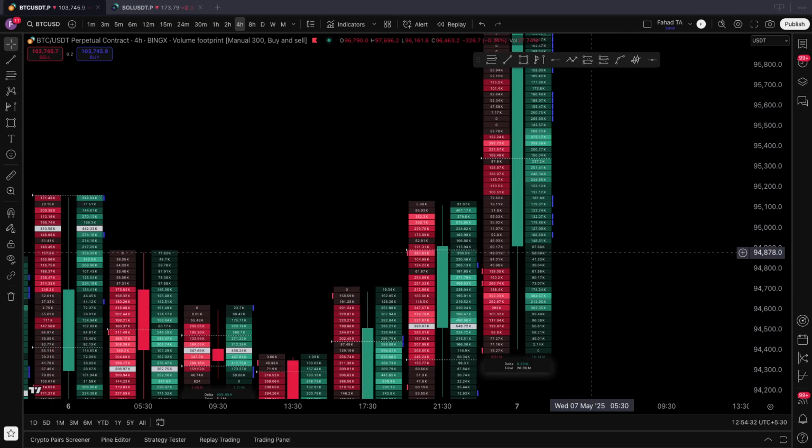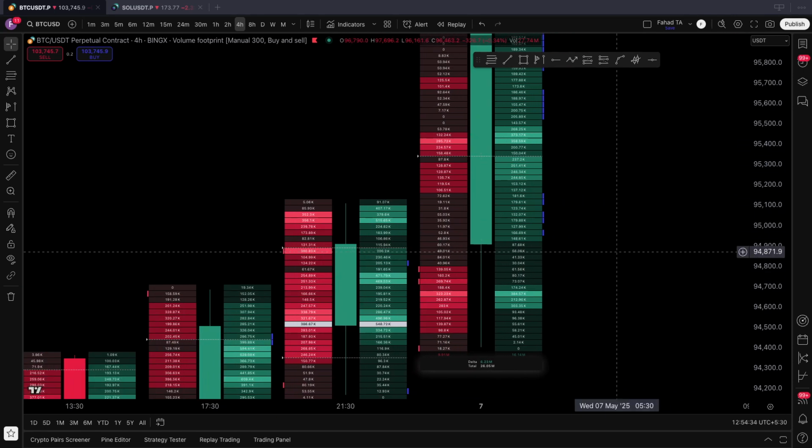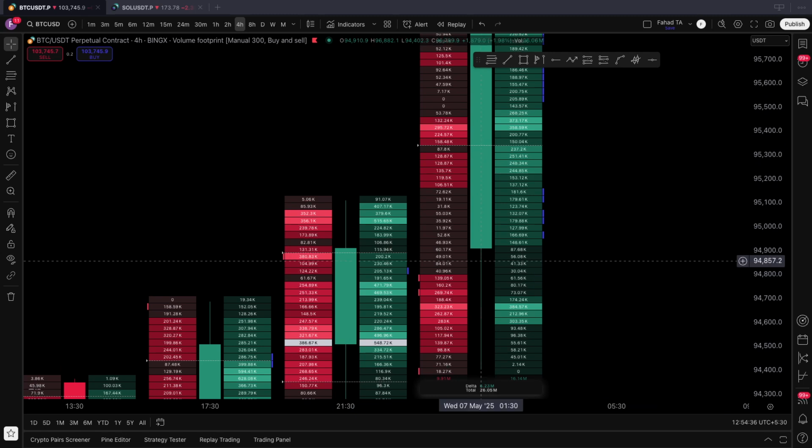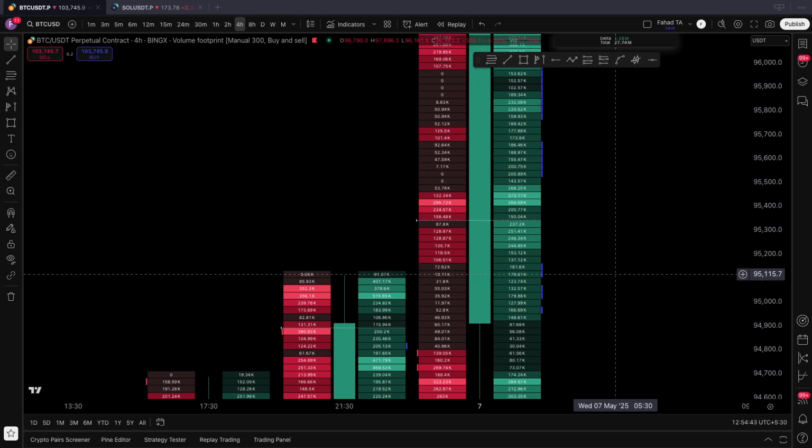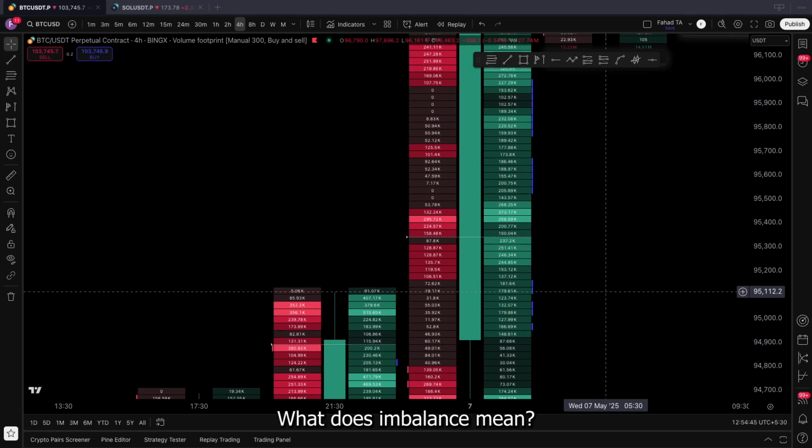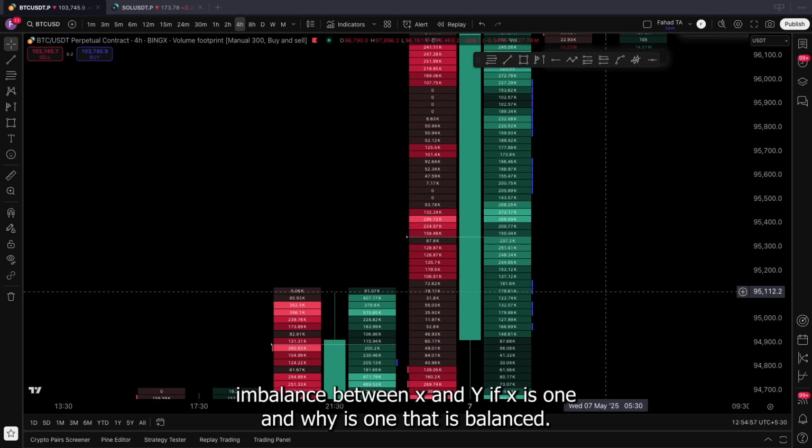You'll obviously have to zoom into your charts to see the numbers. Right now, I'm not going to be talking about the numbers because that will just make your video and your understanding a lot more complicated. So I'll talk about the imbalance. What does imbalance mean? In general terms, imbalance occurs when something is a lot more than something else. So let's say the quantity of Y is a lot more than X. So there is an imbalance between X and Y.